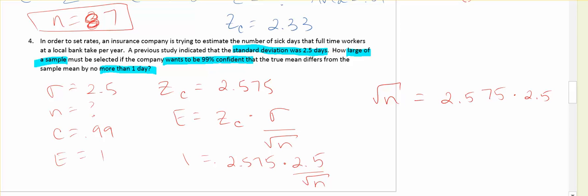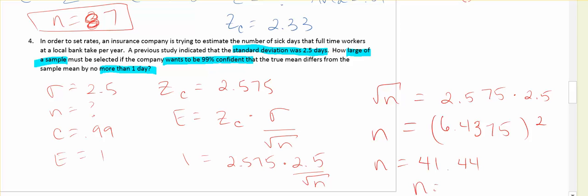So 2.575 times 2.5 gives us 6.4375. And we know to undo the square root, we're going to have to square this number. So there's our n value. And n is 41.44. Now, like I said in the previous example, you always want to round up. So they would need to sample a minimum of 42 employees so that they could ensure that they were 99% confident that the true mean would differ no more than a day.